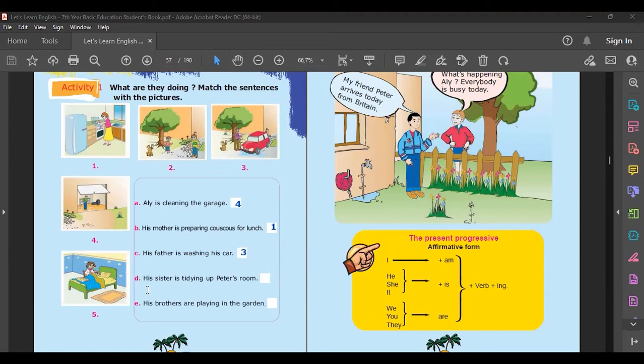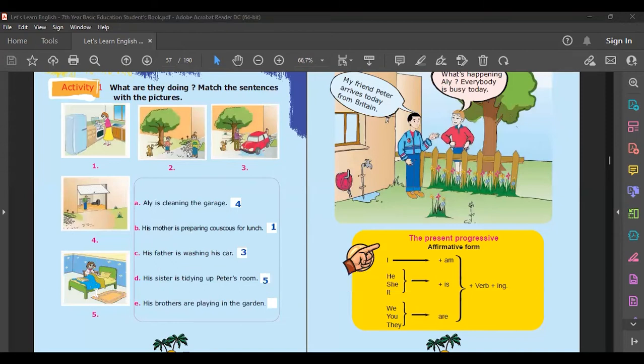We have D: His sister is tidying up Peter's room. To tidy up is to clean. So his sister is tidying up Peter's room, and it's picture number 5. We write down 5.